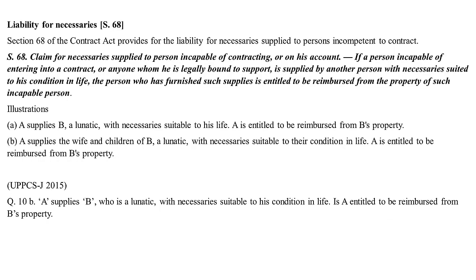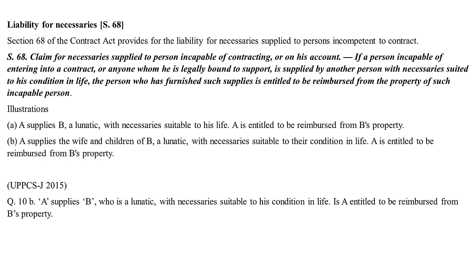Now, coming to section 68, which is liability for necessaries. It provides for the liability for necessaries supplied to persons incompetent to contract. So section 68 says that claim for necessaries supplied to a person incapable of contracting or on his account: if a person incapable of entering into a contract, or anyone whom he is legally bound to support, is supplied by another person with necessaries suited to his condition in life, the person who has furnished such supplies is entitled to be reimbursed from the property of such incapable person.